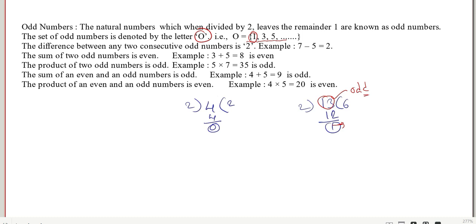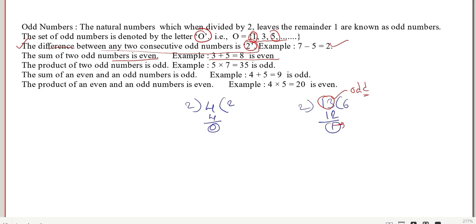Okay, so here also one more important concept regarding consecutive odd numbers. The difference between consecutive odd numbers is always 2. Okay, if I take 5, its immediately next odd number is what? 7. So their difference is again 2. In the same manner, the sum of two odd numbers you get as an even. The sum of two odd numbers is even.